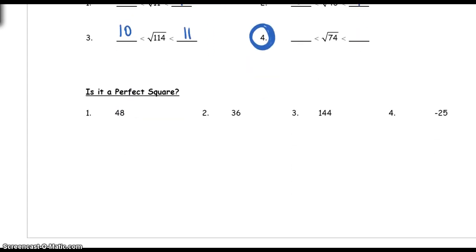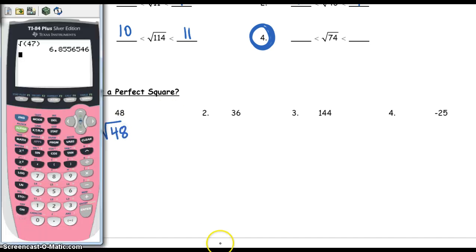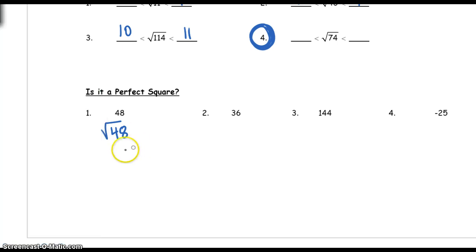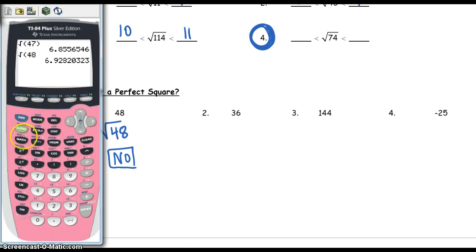Is it a perfect square? Now think about my definition. If you take the square root of it, does it come out not as a decimal? So if we do the square root of 48, this is a great time to practice doing this in your calculator, it's a decimal. So no, it's not a perfect square. All right, let's try number 2. Square root of 36.